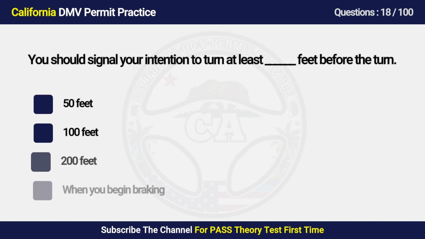Question 18. You should signal your intention to turn at least how many feet before the turn? A. 50 feet. B. 100 feet. C. 200 feet. D. When you begin braking.